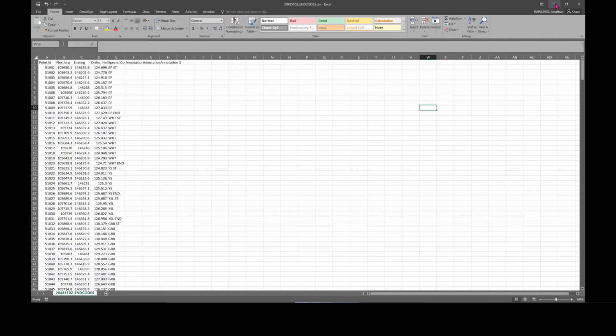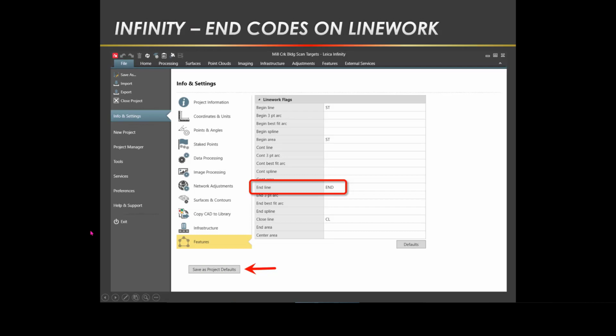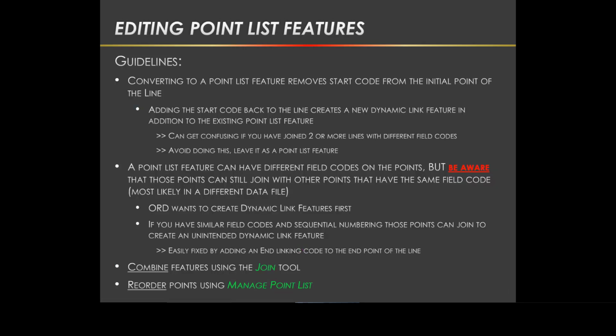So for different things, it's important to understand we have dynamic link, point list, and graphical features, because that all comes into play as we edit. So get back to this. This is just a slide showing that same thing. Again, just add your end code to that inline row there, and it should work for you. So that was dynamic link features.